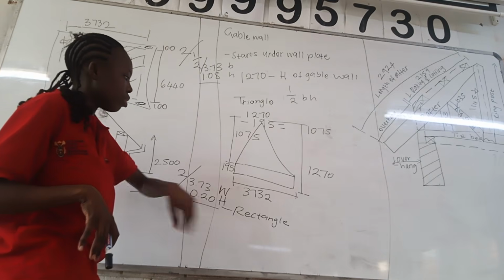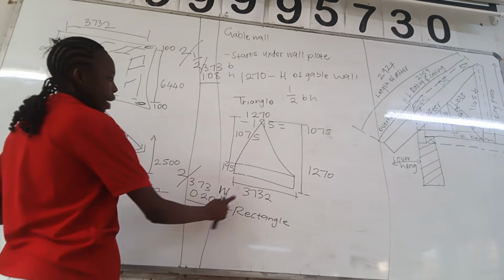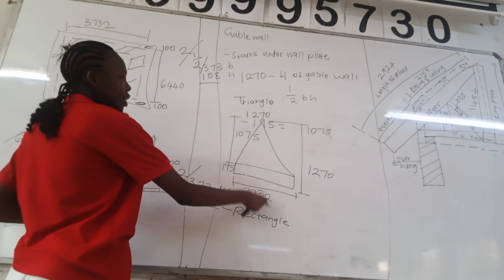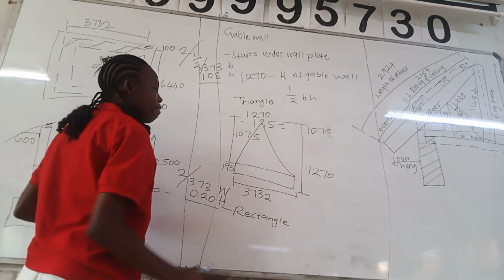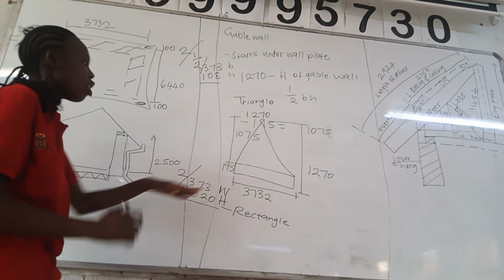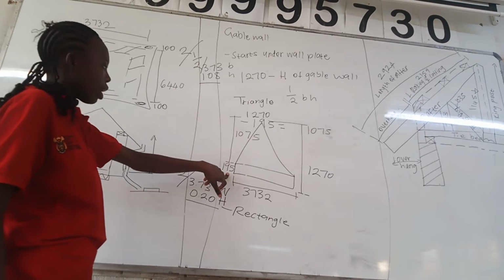Now let's dive into the rectangle. So for rectangle, it is the width and the height. This is the width. The width of the rectangle is the same width as the triangle. The triangle is sitting on top of the rectangle, therefore the base cannot be different. So 3732, there it is, that's our base, and then we have 195.